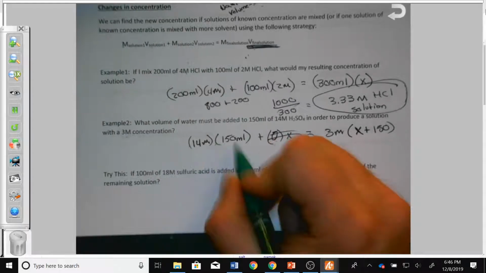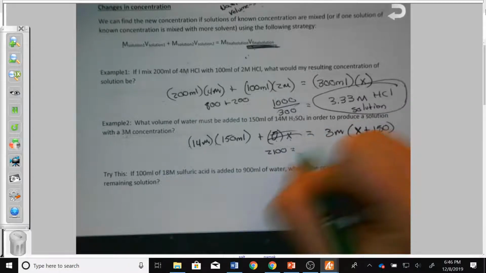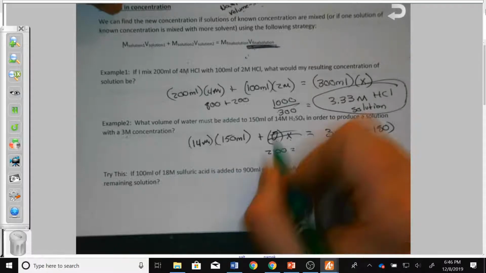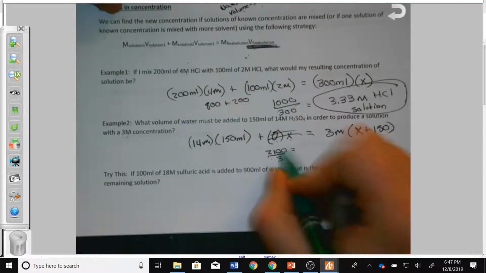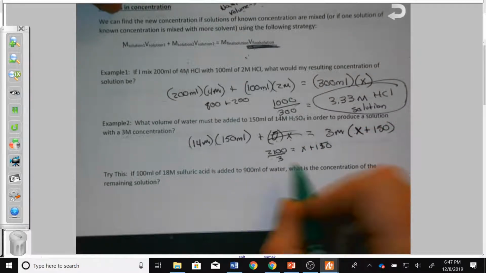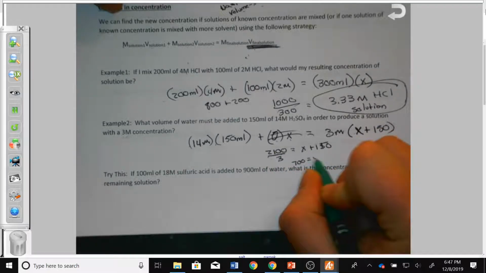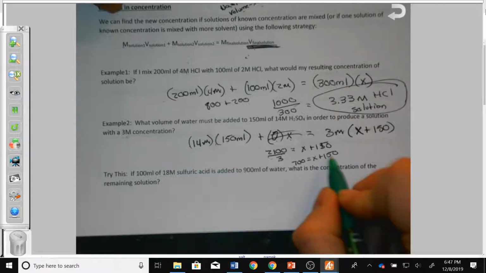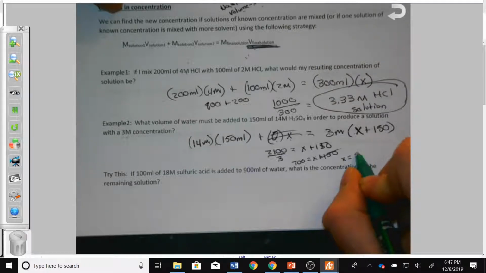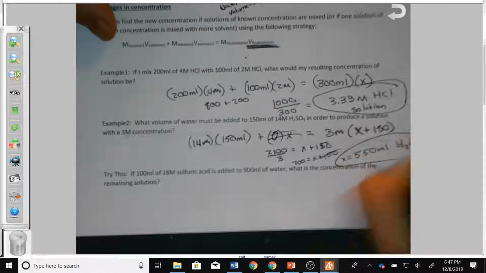So first off here, 14 times 150 is 2100. And that's going to equal this 3 molar times this thing. Well, I'm going to divide by that 3 to get rid of it, and then I've just got X plus 150. And here is 700 equals X plus 150. And now I subtract the 150 from both sides. So I find out that X equals 550 milliliters of water. That's how much water I have to add.